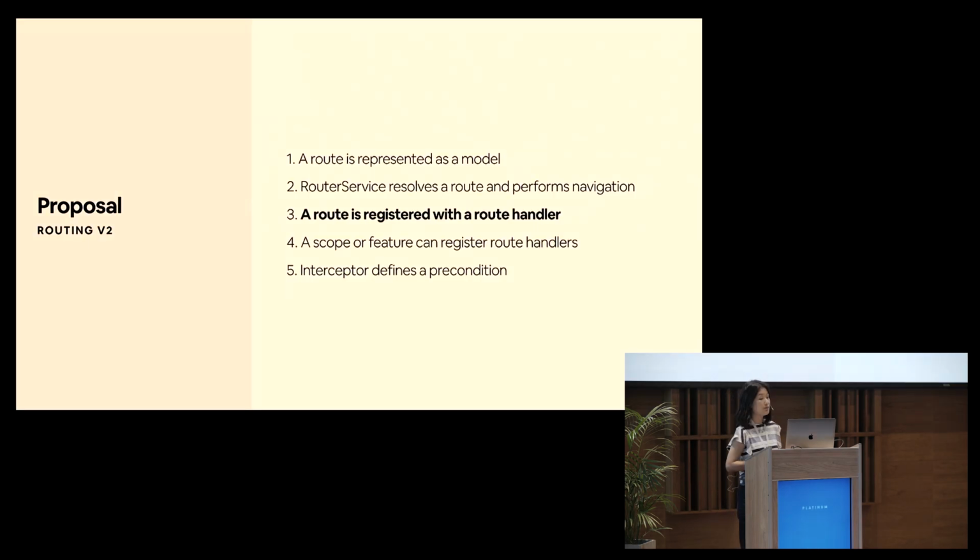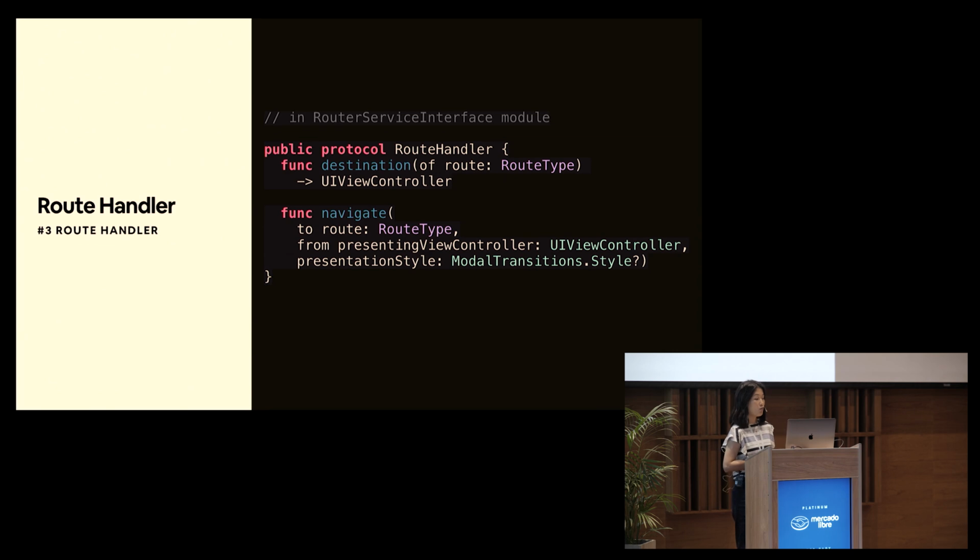Number three, a route is registered with a route handler. Route handler protocol defines two methods, destination and navigate. Destination returns a UI view controller, so the consumer can present it in any way.